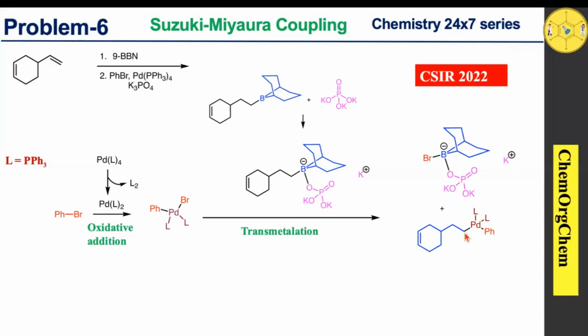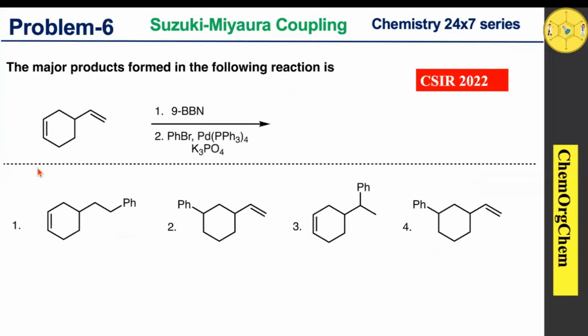Now this palladium complex readily undergoes reductive elimination in order to regenerate the palladium 0 catalyst and produce this corresponding carbon-carbon coupling product. So let's move to our question. As per our discussion, among the four answers, the correct option for this question is option 1.